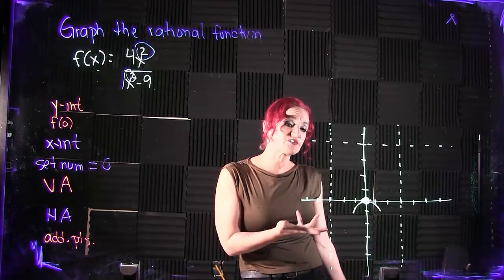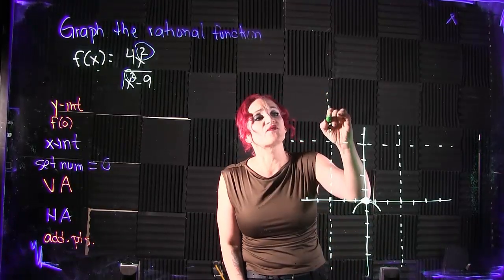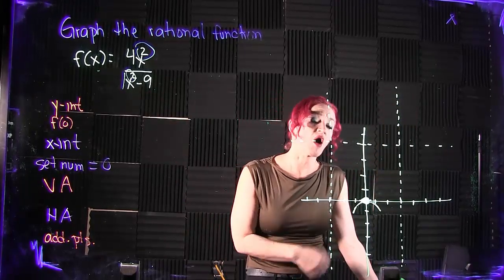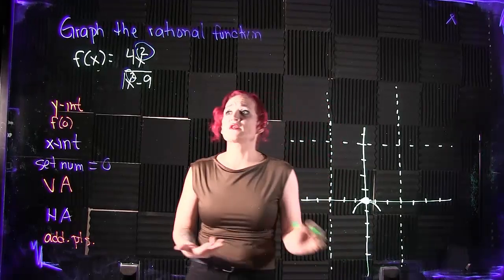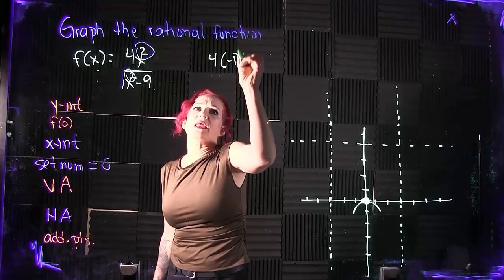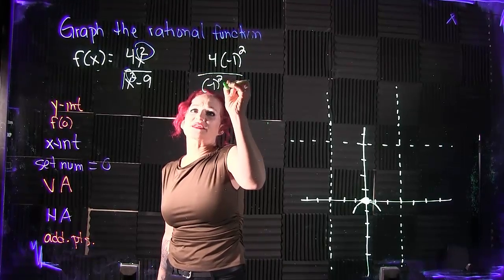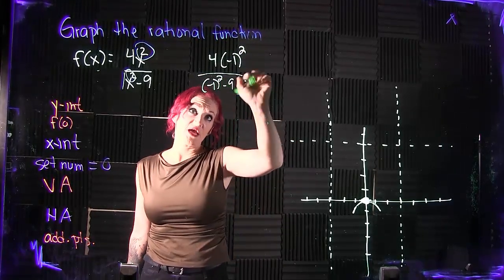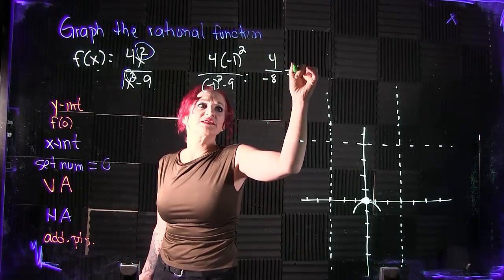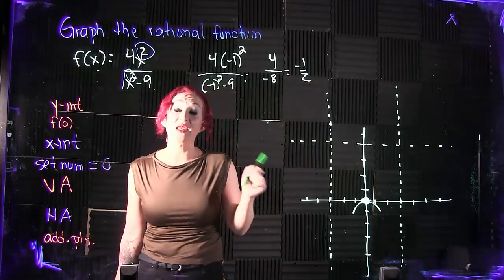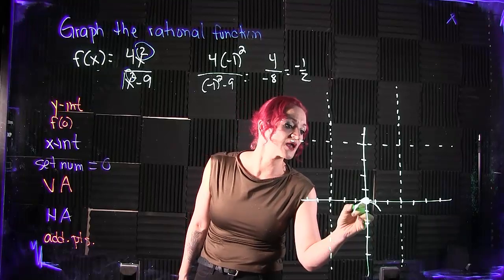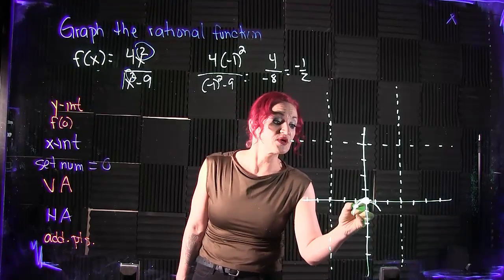At this point here, in order to wrap up our graph, we do want to find additional points simply by plugging into our function here. So I'm going to plug in a few points, starting with a negative 1. If I plug in a negative 1 for x here and simplify this, I get a 4 up top, and I get a negative 8 down bottom, which leaves me with a negative 1/2. That means when I plugged in a negative 1, I got a negative 1/2. So I do get this point here.